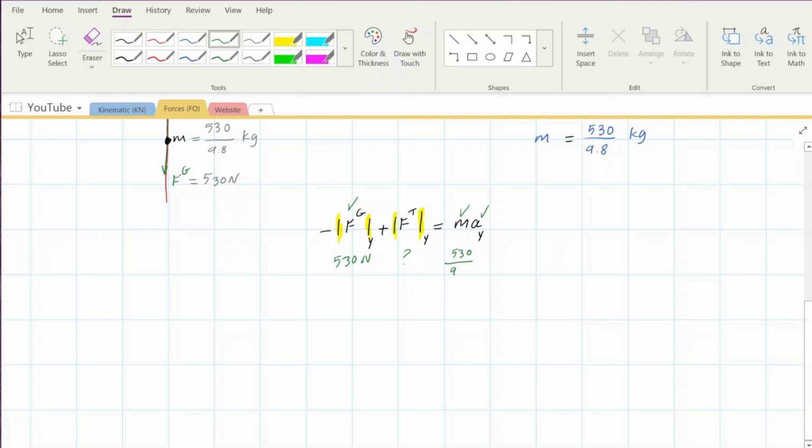Remember earlier we calculated this mass and its total net acceleration. So the right hand side is all set. F gravity is given, 530 newtons. So let's see what F tension under this condition is.